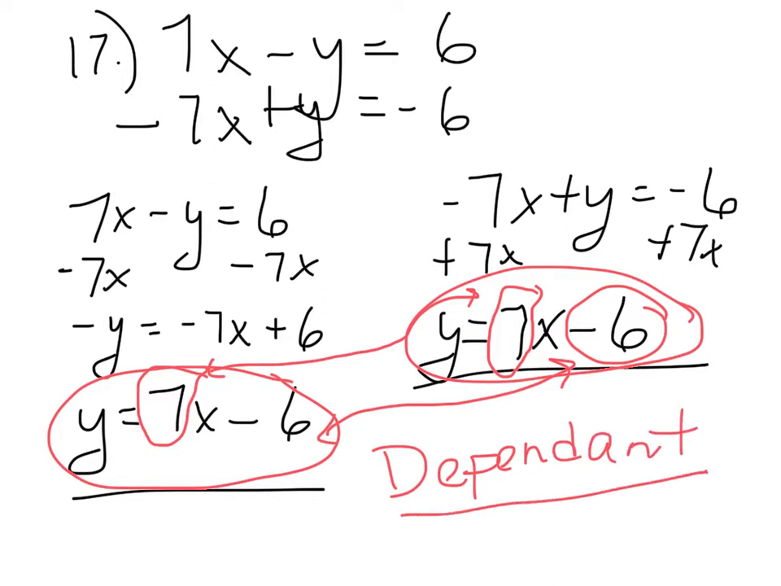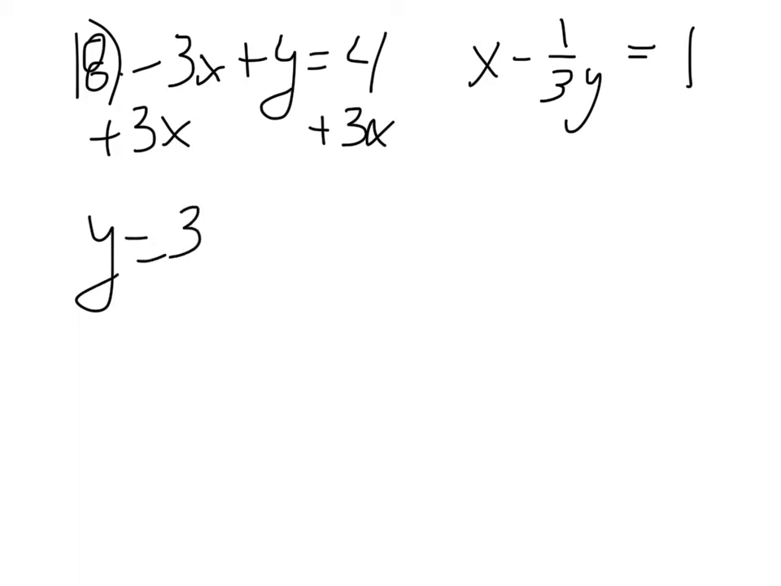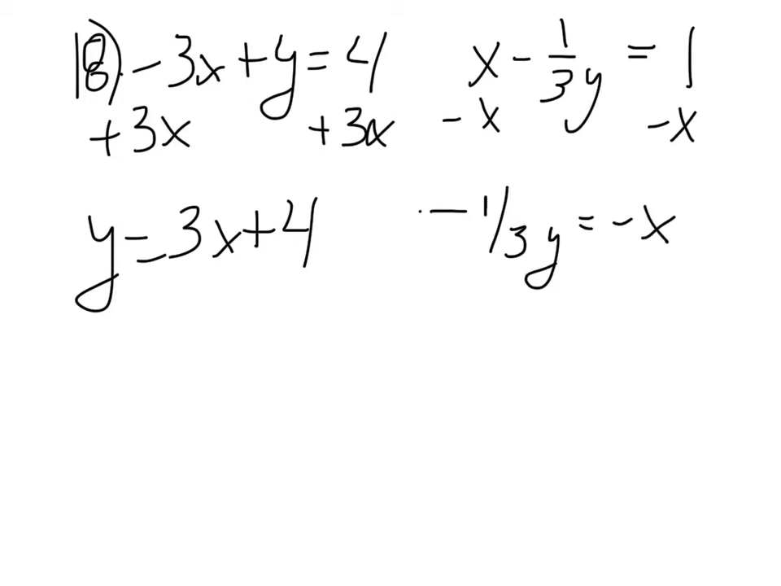Okay, let's do another one real quick just to give another example. Let's try number 18. I have negative 3x plus y equals 4, and x minus 1/3 y equals 1. Same thing here. I'm going to add 3x to both sides, so I get y equals 3x plus 4. Good to go there. I am going to subtract x from both sides to do this one, so I have negative 1/3 y equals negative x plus 1.